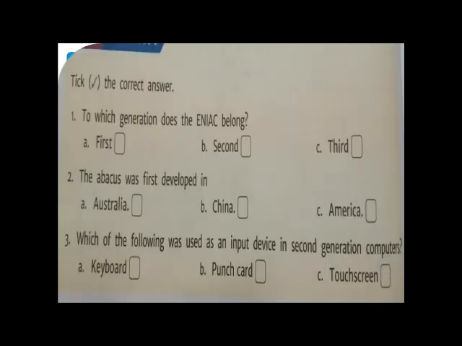On page number 8, one activity is there. Pick the correct answer. To which generation does ENIAC belong? Yes, first. Those who have the textbook can mark these answers in your textbook. Second one, the abacus was first developed in China. Chinese people invented the abacus. The abacus is the first calculating device. Still we are using the abacus, right?